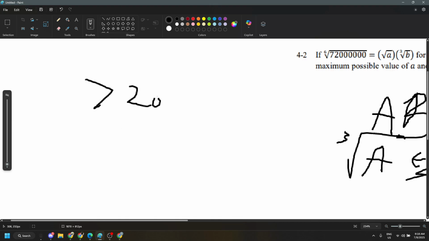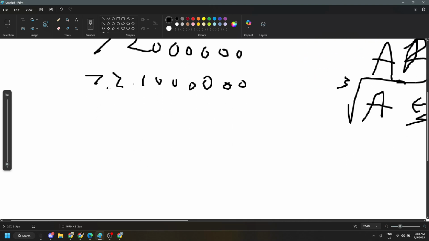So if we take 720000000, we can say that it's 72 times 1100000, which is 72 is 3 squared times 2 to the 3, and this is 10 to the 6. So altogether that's 3 squared times 2 to the 9 times 5 to the 6.